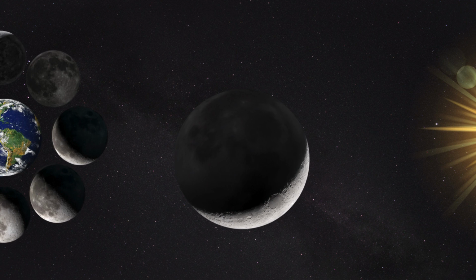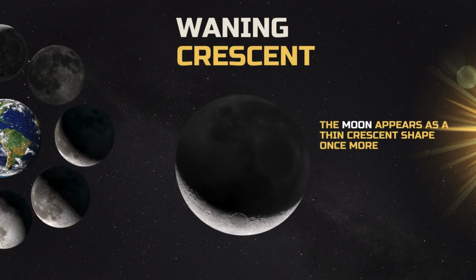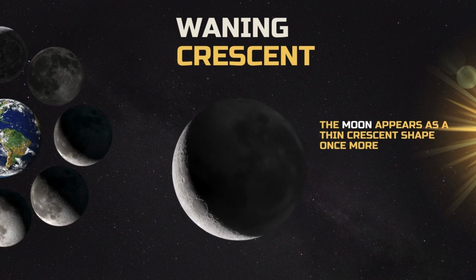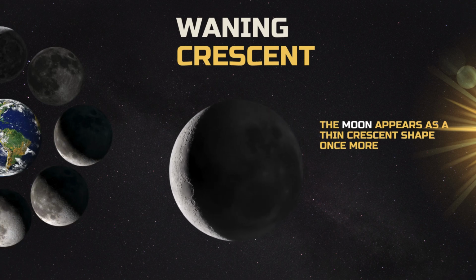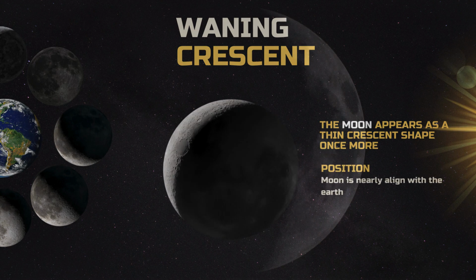And finally, we arrive at the waning crescent phase. The moon appears as a thin crescent shape once more, signaling the completion of the lunar cycle before it begins anew. In this phase, the moon is nearly aligned with the Earth.